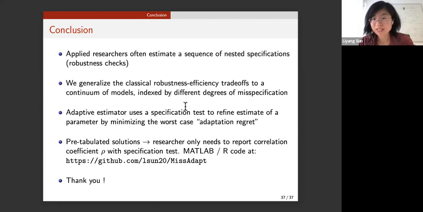So hopefully this proposal is somewhat useful to applied researchers, and we pre-tabulate the solutions in MATLAB and R code, and hopefully soon data in this repository online. So thank you so much for all the questions so far, and I look forward to more discussions.